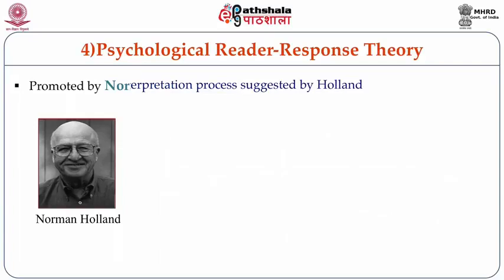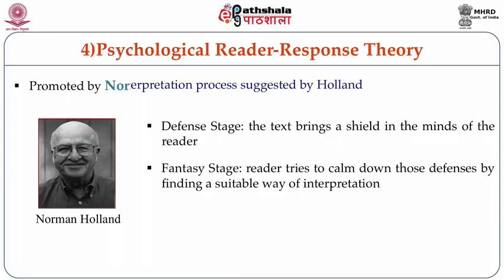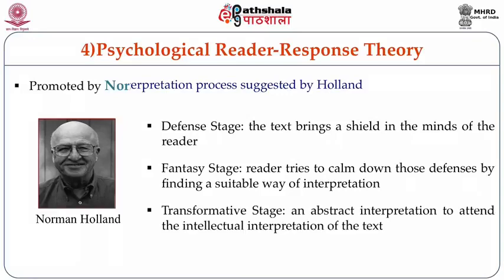Now, 3 stages of interpretation process are suggested by Norman Holland. They are: the first stage, defense stage. The text brings a shield in the minds of the reader. Next is the fantasy stage. The reader tries to calm down those defenses by finding a suitable way of interpretation. And then there is the transformative stage, which is an abstract interpretation to attain the intellectual interpretation of the text.